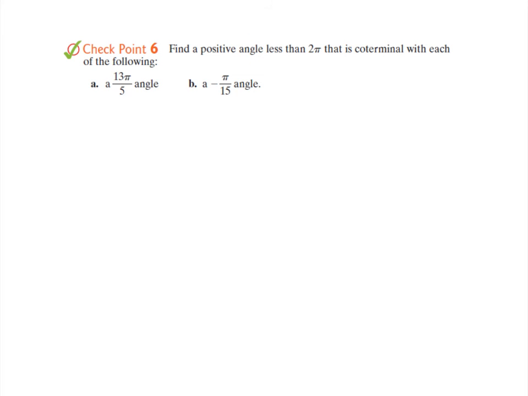All right, so go ahead and try these two. Remember, when it's positive, you're adding or subtracting 2 pi, and when it's negative, you're adding 2 pi. So go ahead and pause the video after you try, and then after you try it, unpause it, and you'll see the solutions.